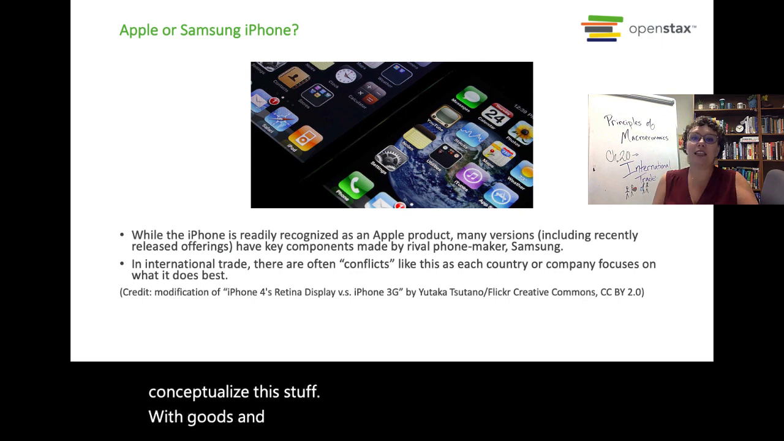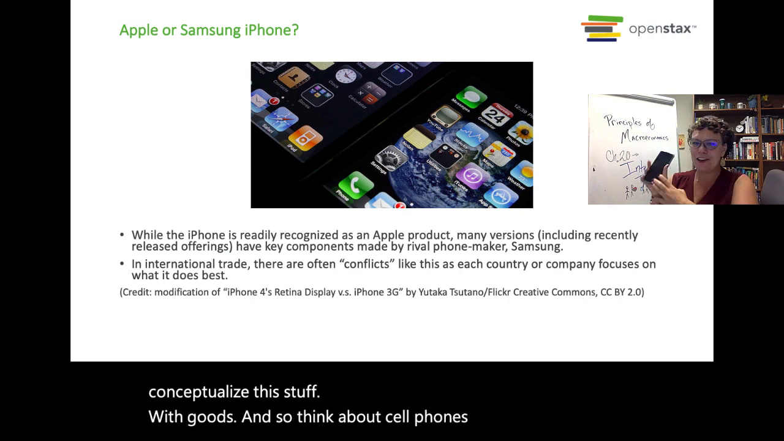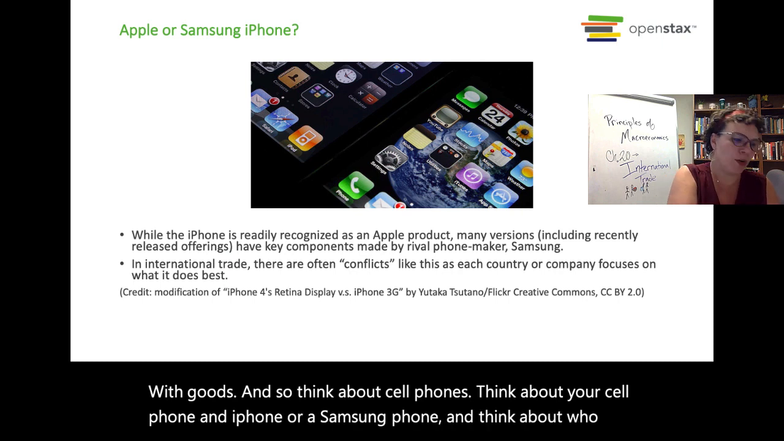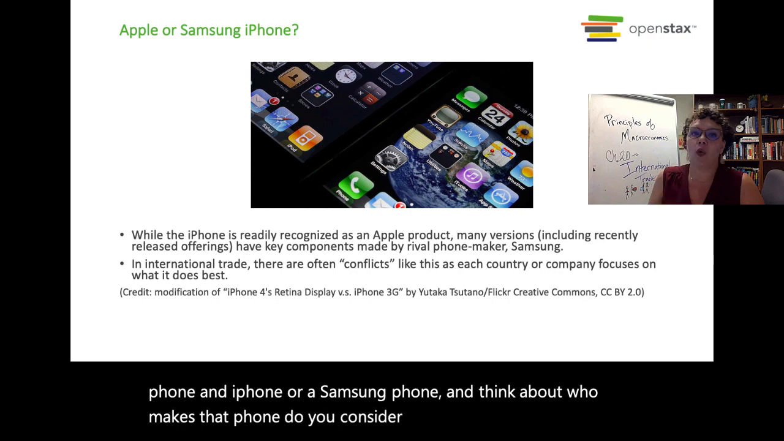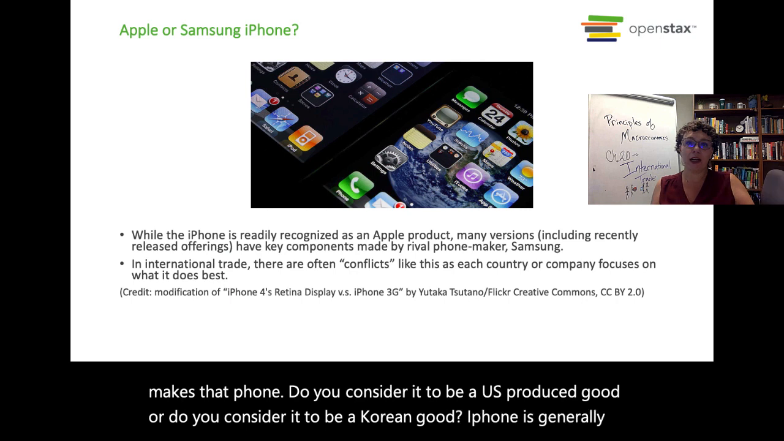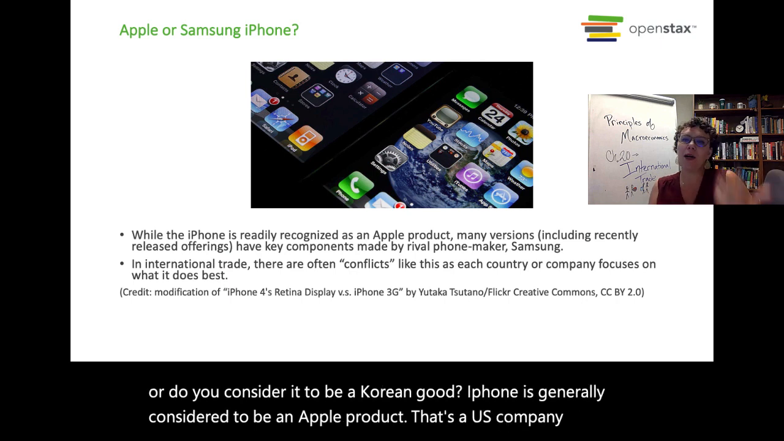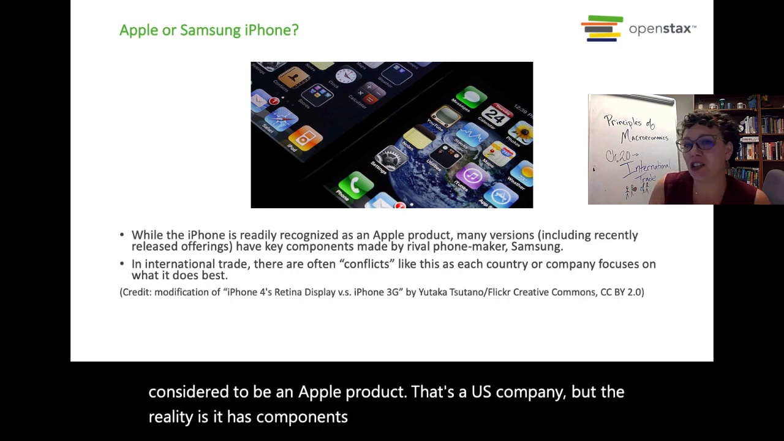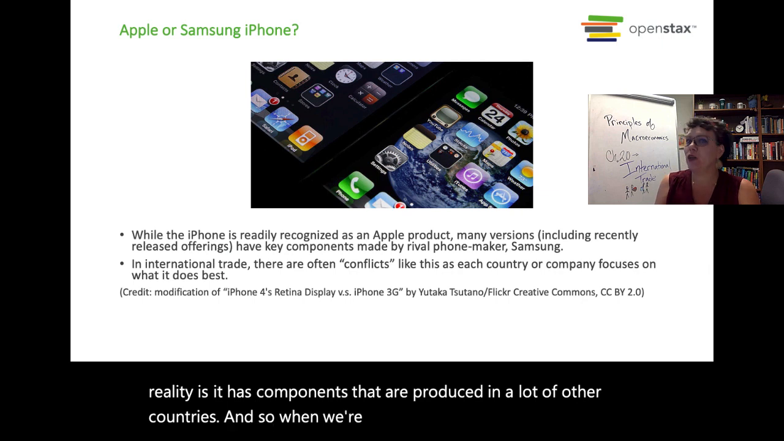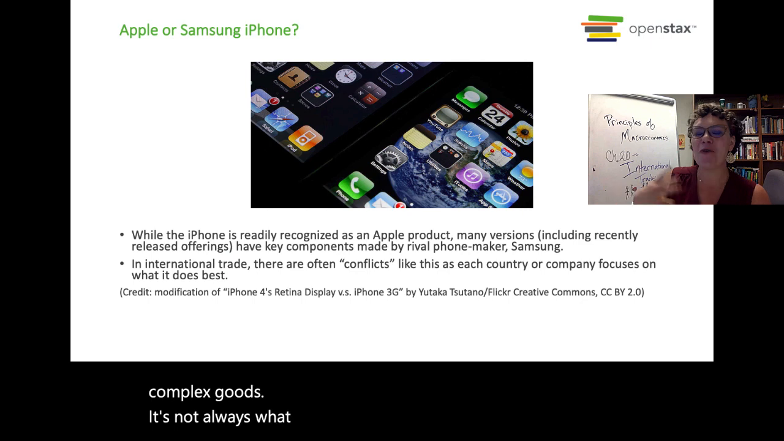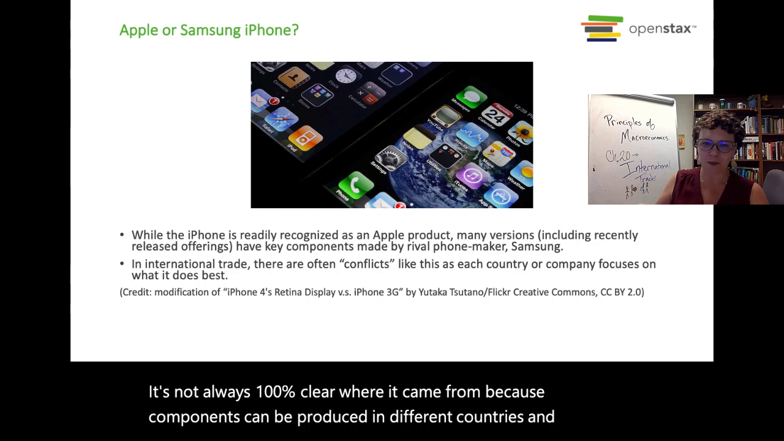And so think about cell phones. Think about your cell phone, an iPhone or a Samsung phone, and think about who makes that phone. Do you consider it to be a US produced good, or do you consider it to be a Korean good? The iPhone is generally considered to be an Apple product. That's a US company. But the reality is it has components that are produced in a lot of other countries. And so when we're dealing with complicated or even complex goods, it's not always 100% clear where it came from because components can be produced in different countries. And that's really what we're going to be talking about.